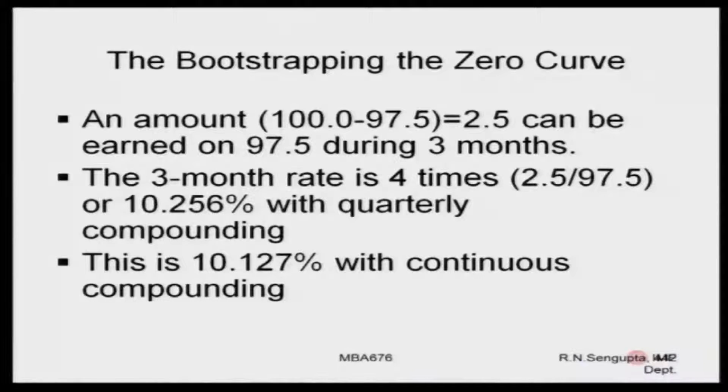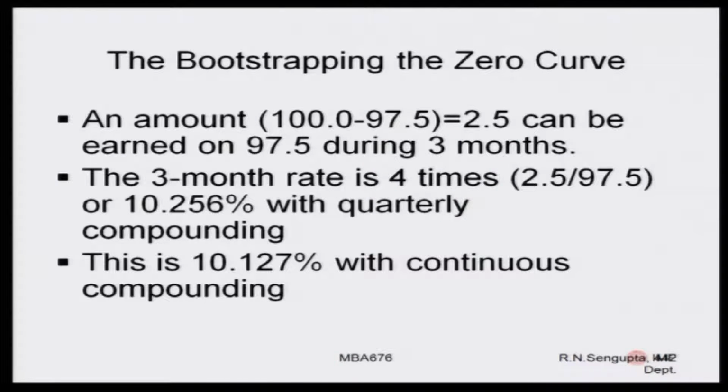So in the first case, let us do the problem. In the first instance, the amount which you will be getting is 100, the face value, and 97.5 is basically the demand and supply price. So this difference is 2.5. Now you will ask yourself, this 2.5 can be earned on 97.5 if you buy today. But in what duration? Duration is 3 months.